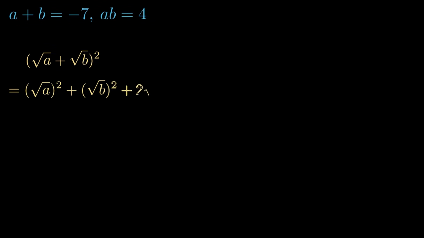If we expand the expression, we get square root of a all squared plus square root of b all squared plus 2 square root of a times square root of b. We can't immediately rewrite the last term as 2 square root of ab because we need to be careful about how we simplify this term. You may recall that square root of a times square root of b equals square root of ab, and be tempted to rewrite the last term as 2 square root of ab.